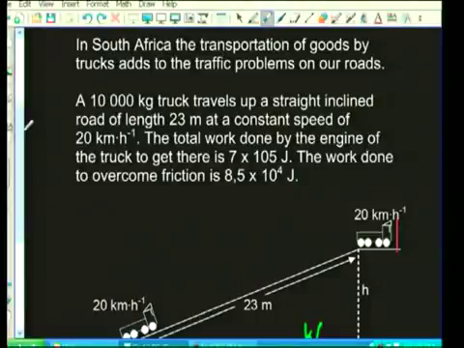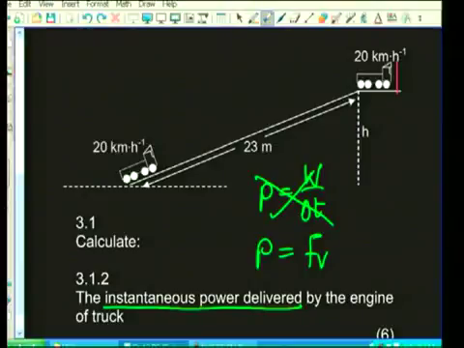Let's have a look at that. We've got 10,000 kilograms, we've got 23 meters, speed, joules, no time anywhere. That means we can't use power equals work over time. That means we have to use P equals F times V. We can use this equation because remember, we can only use power equals force times velocity if it's going at constant velocity, and it is. So that's great. We know V.